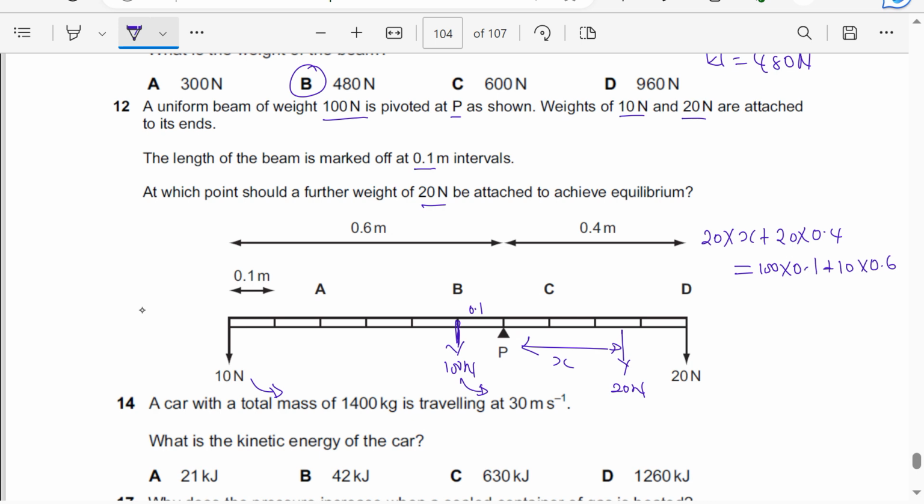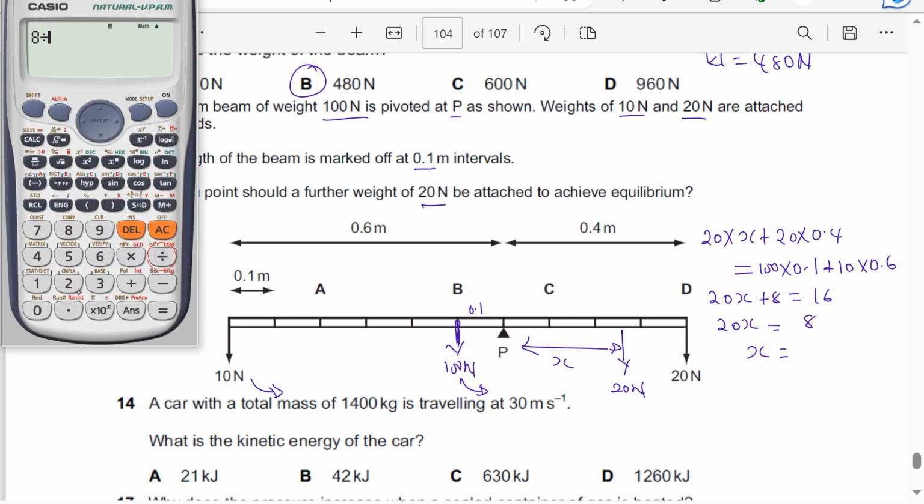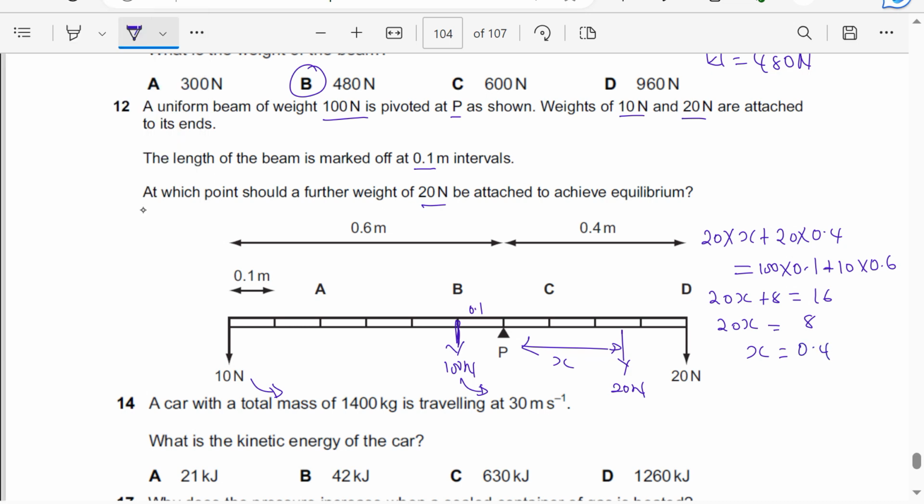So that is 20x, that is 8. So we have 20x plus 8 is equal to 16. So 20x is equal to 8. And x equals, I think 8 divided by 20 is 0.4. So x is 0.4 meters. So you notice that the 20 Newton is placed at exactly D. So the answer is D, because it should be 0.4 from the pivot, so it is at D.